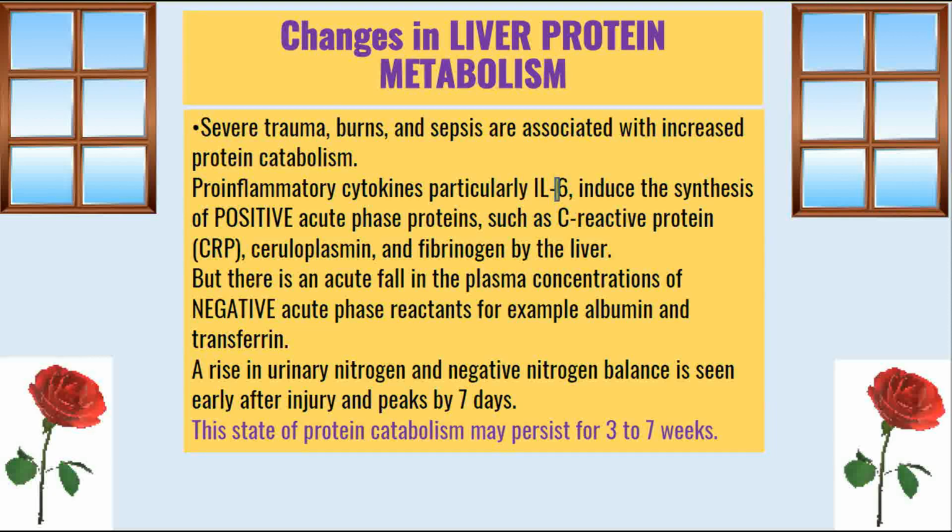Elective operations and minor injuries result in lower protein synthesis and moderate protein breakdown. Severe trauma, burns, and sepsis are associated with increased protein catabolism. The rise in urinary nitrogen and negative nitrogen balance is detected early after injury and peaks by 7 days. This state of protein catabolism may persist for 3 to 7 weeks.